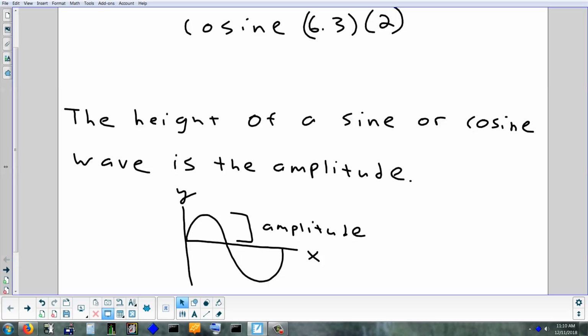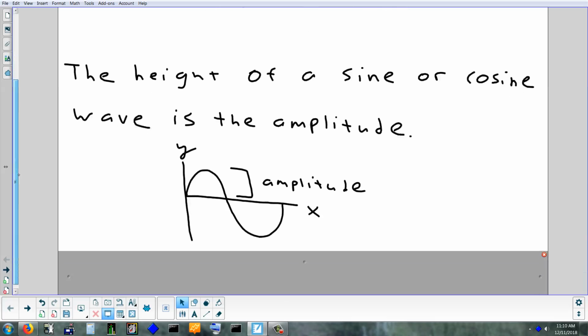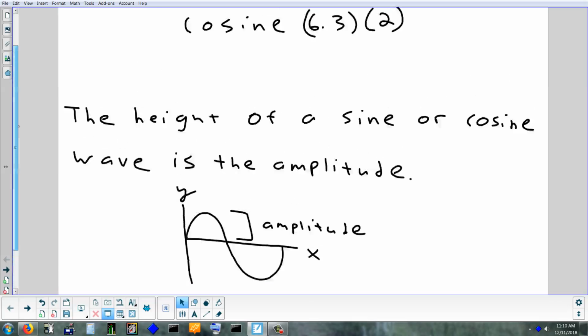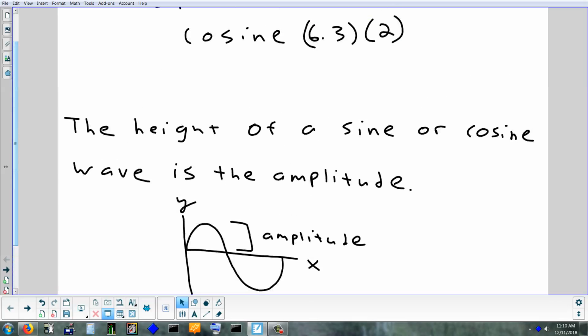The amplitude measures a distance, which means it would have to be what kind of number if it's measuring distance? A positive. So whenever we talk about the amplitude of a sine or cosine function, we always use a positive number to describe it, which I'm going to write down in a second.